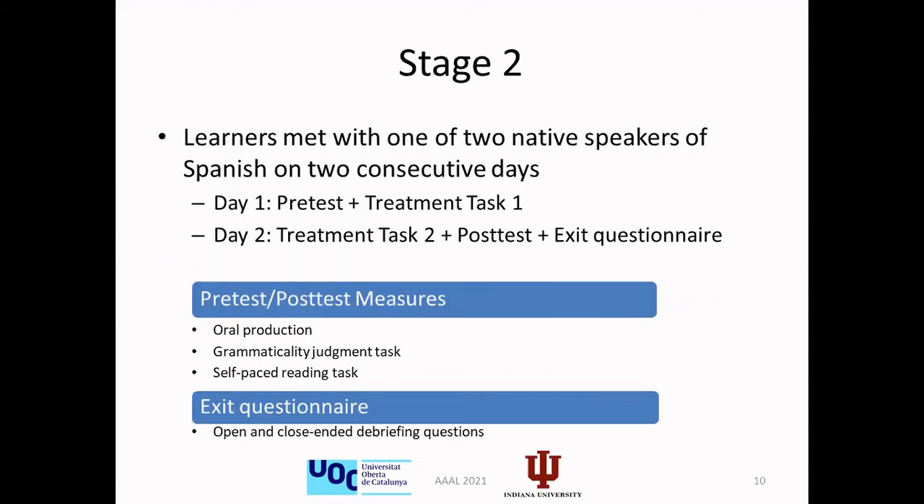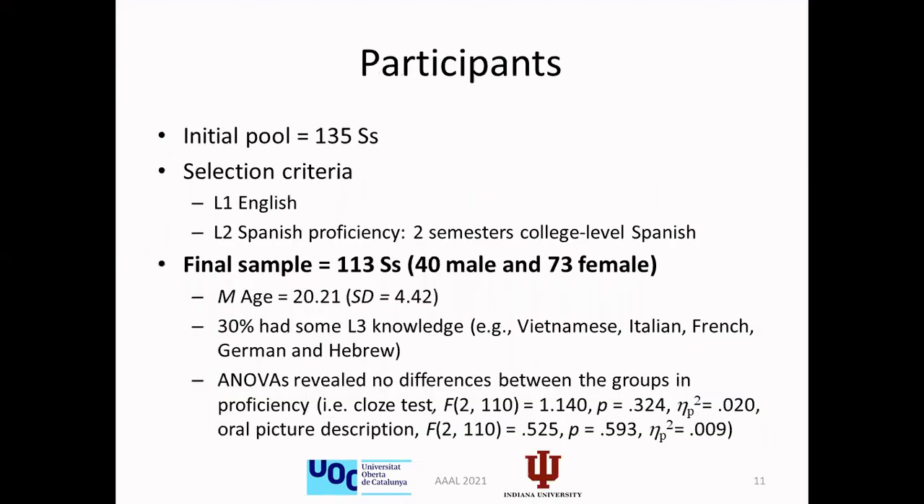In stage 2, participants met with one of two native speakers of Spanish on 2 consecutive days to complete 2 treatment tasks, one task on day 1 and one task on day 2, plus the pretest post-test measures. There were 3 pretest post-test measures: a grammaticality judgment test, an oral production task, and a self-paced reading task. In this paper, we will be reporting the results of the grammaticality judgment test and the oral production task. Moving on to the participants, the initial pool included 135 English learners of Spanish in the US, but this number decreased to 113 in stage 2.